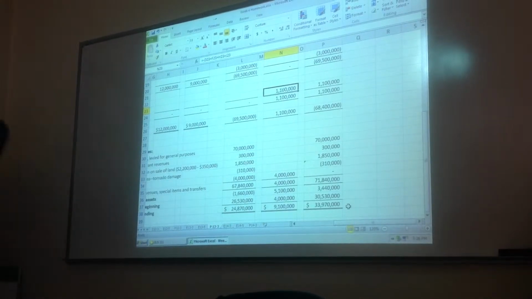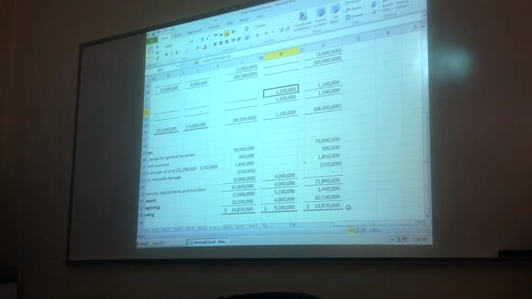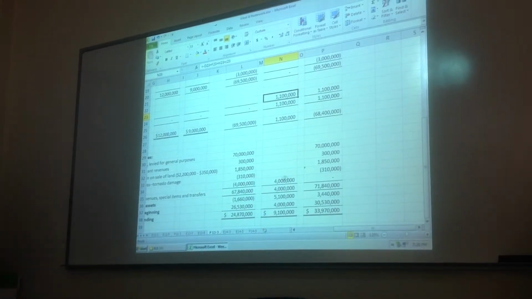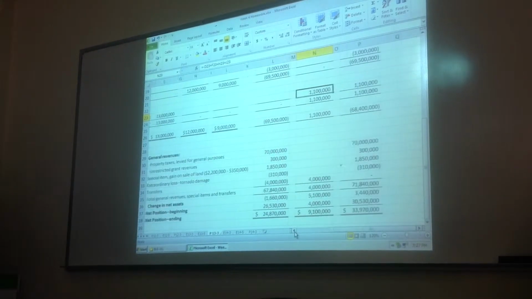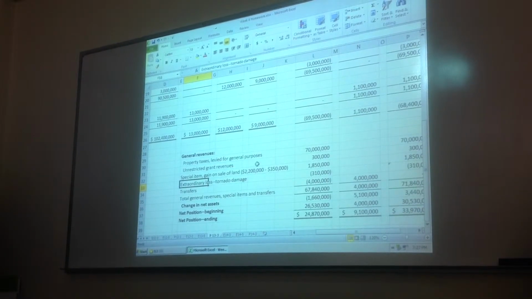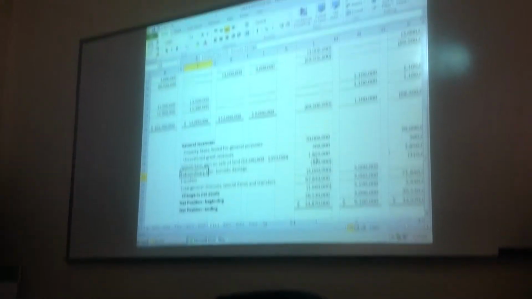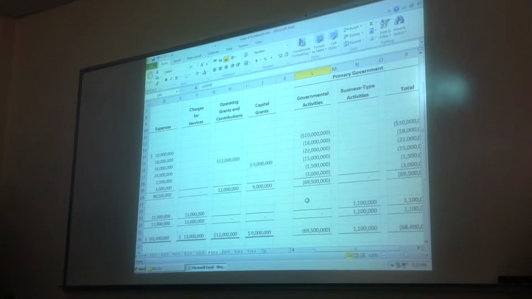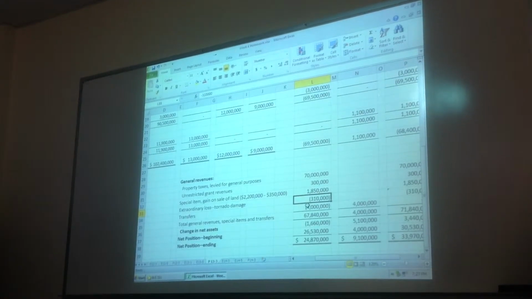Let's see, what have I not accounted for? Book value of general government building destroyed in the tornado. It was uninsured. Oh, that sucks. So, if it was worth $310,000, that was the book value, I'm going to have to record a loss of $310,000 in my general governmental activities account. Okay?